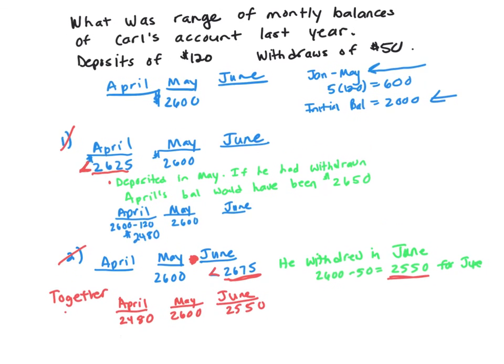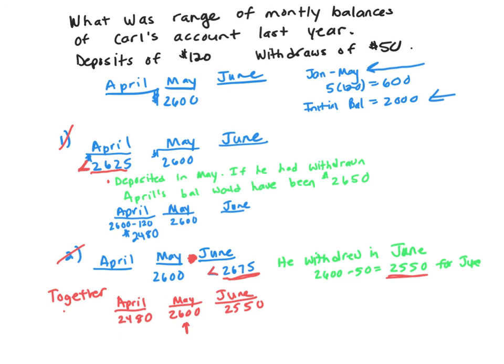We were given this $2,600 for May, and from clue 1, this is $2,480, and from clue 2, we know this is $2,550. So we know the range. So your answer's C. You need both of those clues.